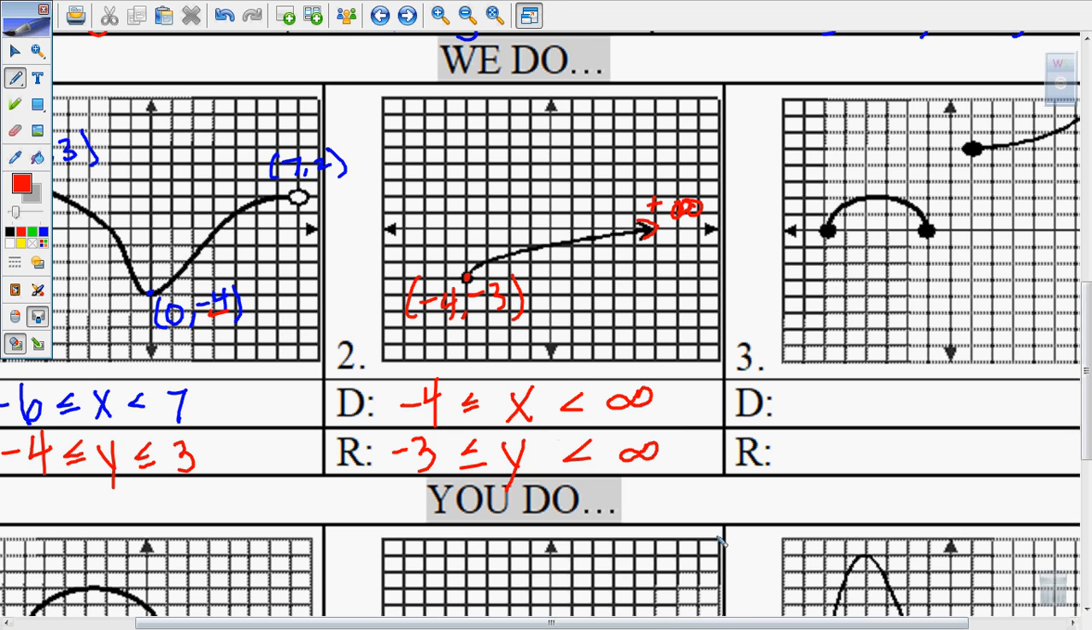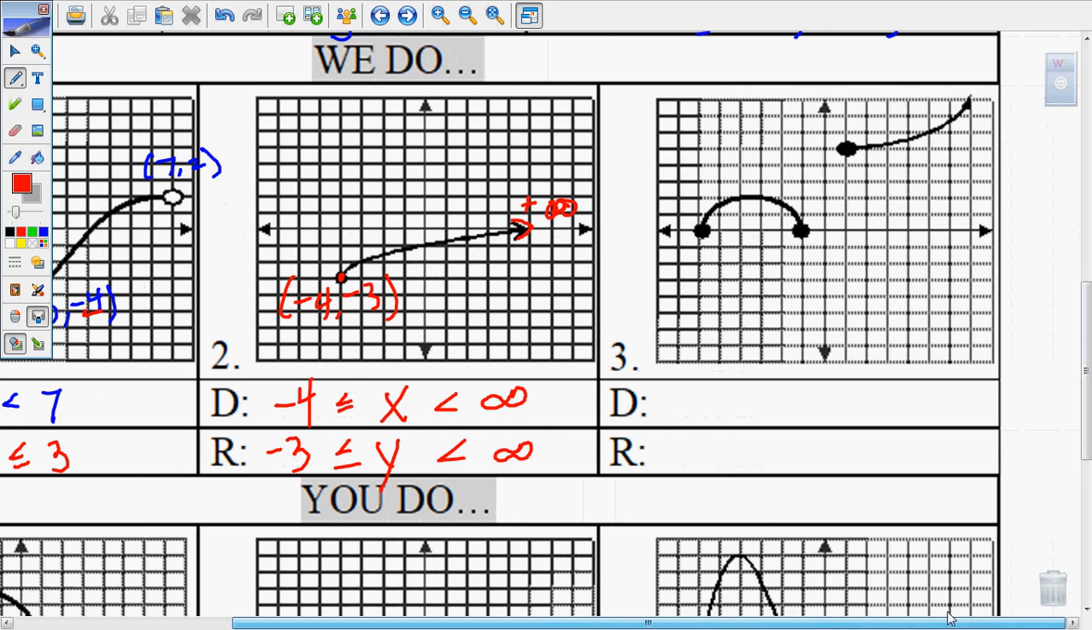Alright, so my domain. Let's go to the last one together and then you're flying solo. Again, this is a piecewise, so it's a split function. So I'm going to focus on one and then focus on the other. So looking at this one, what are my critical points? The critical points are on the x-axis. -1, 0.